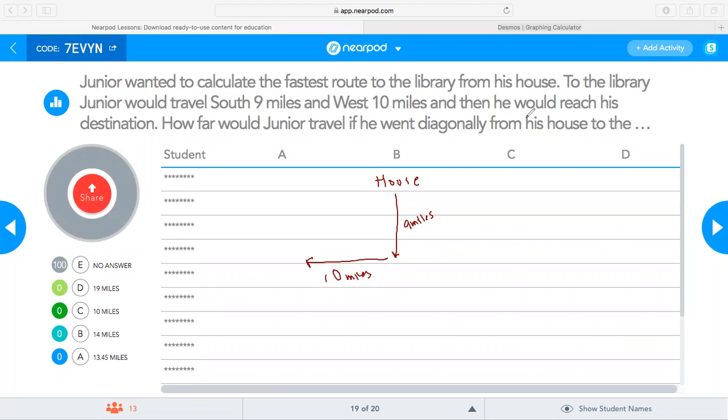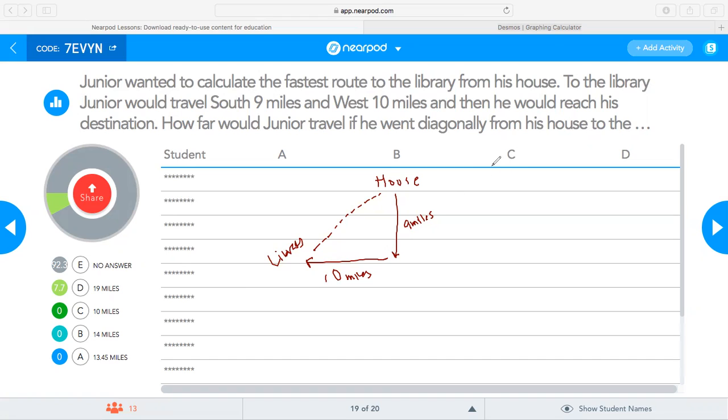How far would he have to travel diagonally from his house to the library? So here's the library. So it's asking what this distance right here is. So is it asking for a leg or is it asking for a hypotenuse? Hypotenuse. Okay. So let's figure out the hypotenuse. And the person who answered 19, I think you just added these, but we didn't do anything like that today. So we're doing the Pythagorean theorem.